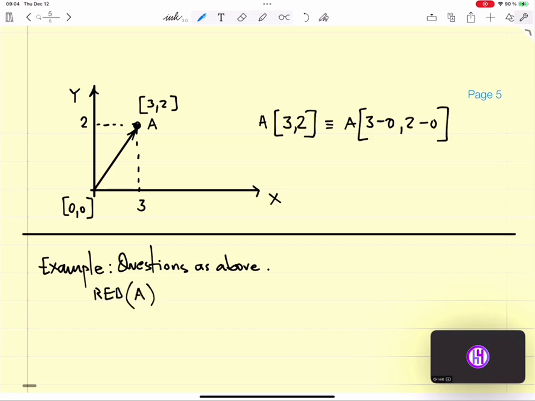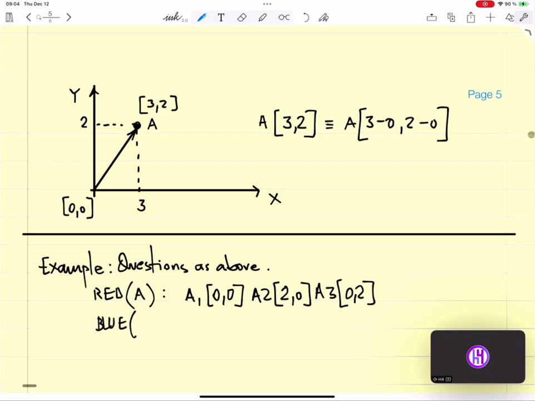So we have a red class, A. So we have A1, 0, 0, A2, 2, 0, A3, 0, 2, and we have a blue class, B, B1, 1, 4, B2, 4, 1, B3, 4, 4.